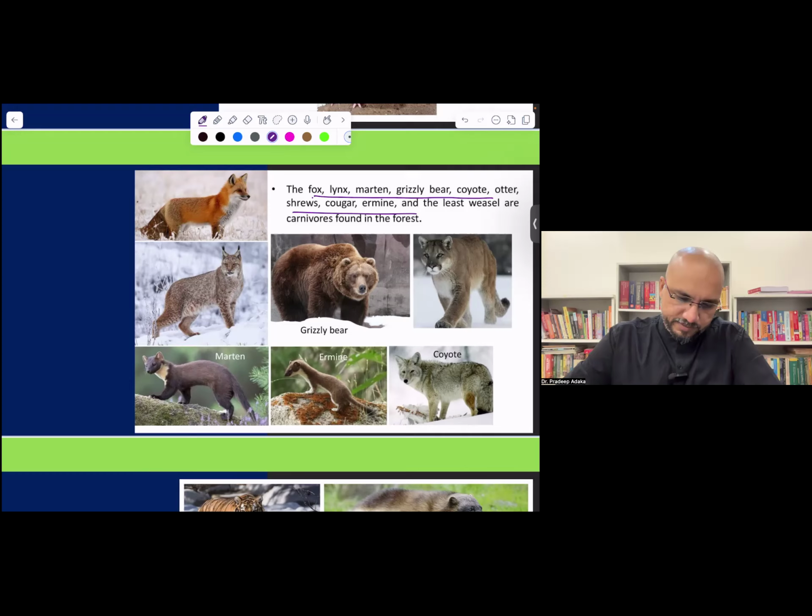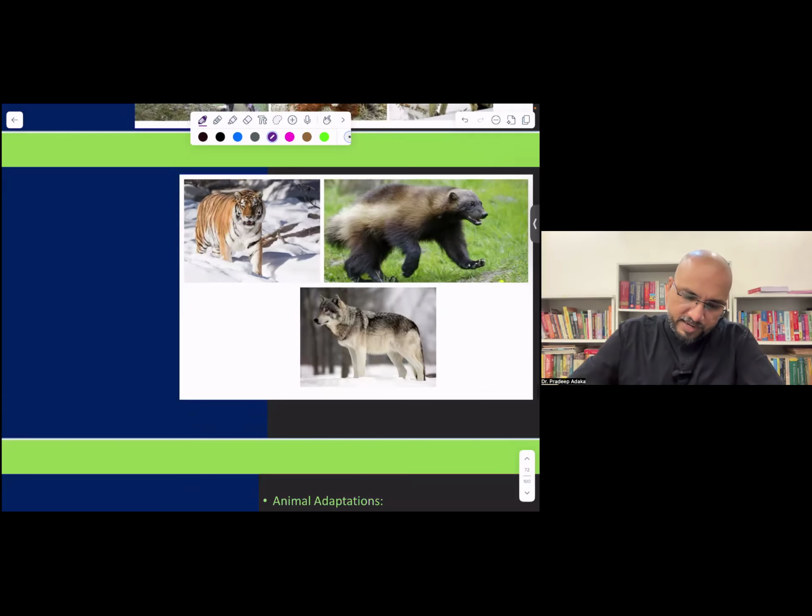So this is your lynx and snowshoe hare, prey and prey. Okay, so you have cougar. These are some of the carnivores. So apart from there, you have tigers, Siberian tigers. You have wolves, very common, and you have wolverine.